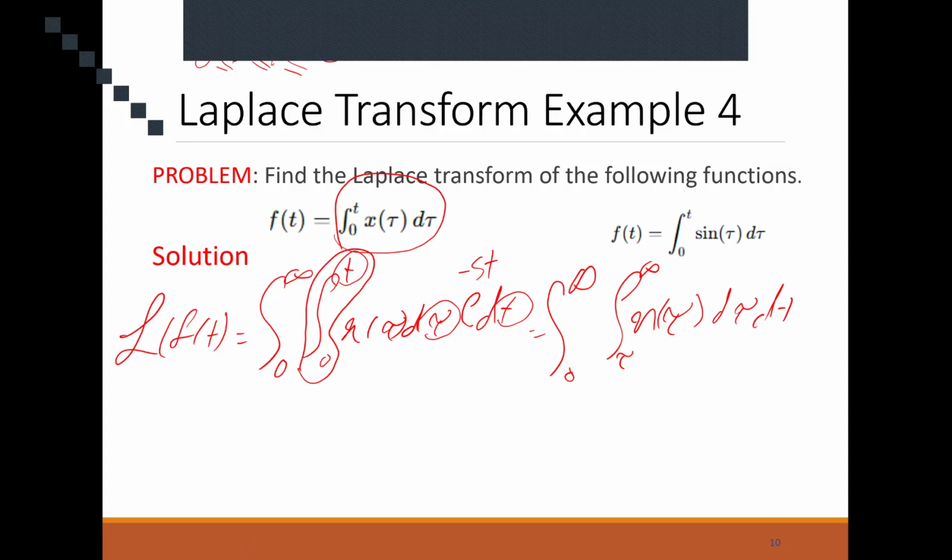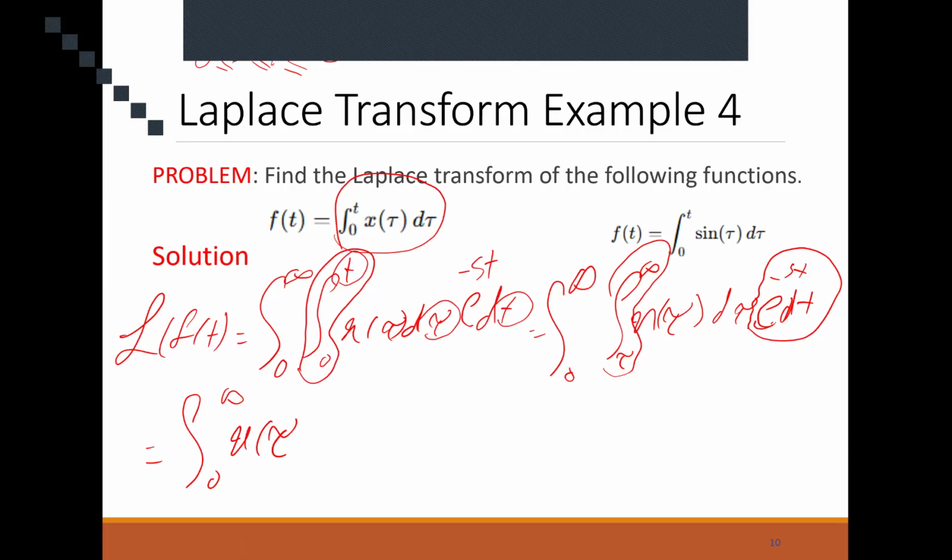Now, this is the integral over t, correct? This function, e to the power of minus st dt, is also part of the integral over t. So I can swap the places now. So it becomes the integral from 0 to infinity of x of tau, times the integral of e to the power of minus st dt from tau to infinity.